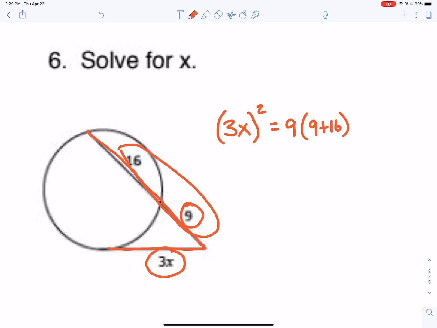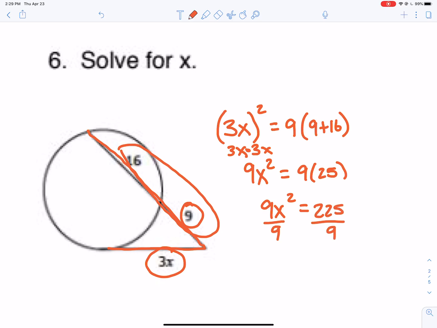And then 3x squared is equal to 9x squared. Don't forget to square the 3. Then 9 times 9 plus 16 is the same thing as 9 times 25. So 9x squared, because remember that's 3x times 3x, would give us 225. And we just need to divide both sides by 9. So we get x squared is equal to 25.